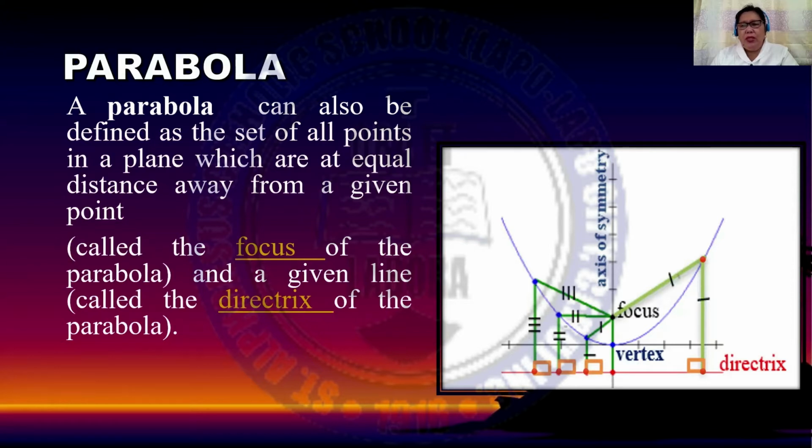If you're going to draw a segment from the focus to a point on the parabola and draw a segment perpendicular to the directrix, then these two segments are equal to each other. From this point to this point, and drawing a segment perpendicular to the directrix, these two segments have the same measurements. This line can be considered as the axis of symmetry.